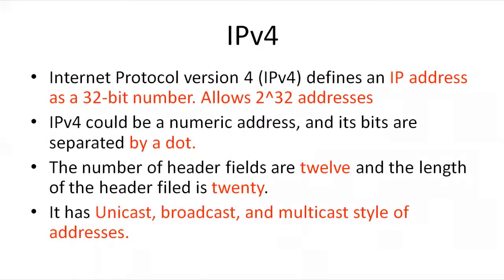The IP address is a 32-bit number, so it allows 2 power 32 addresses. The number of header fields is 12 and the length of the header is 20. Three types of IP addresses are there: unicast, broadcast, and multicast style of addresses.